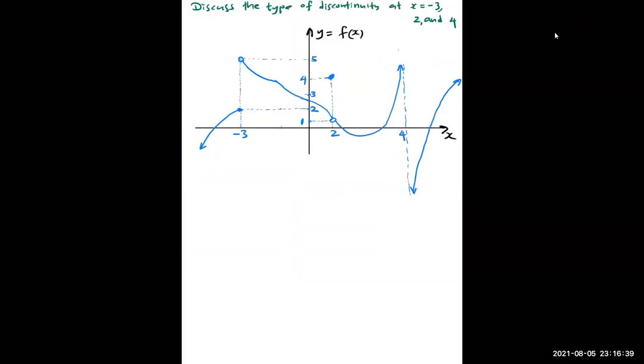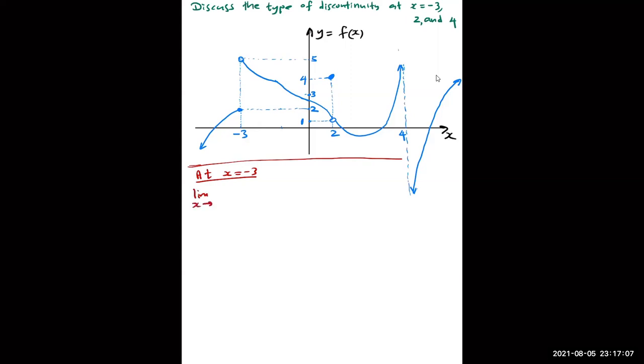Let's work on this example now. Discuss the type of discontinuity at x equals -3, 2, and 4. Let's work on the point at x equals -3 first. What happens at x equals -3? Let's compute the left limit and the right limit.